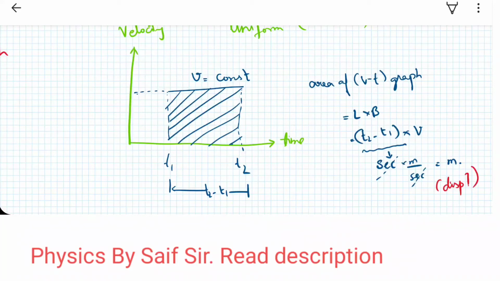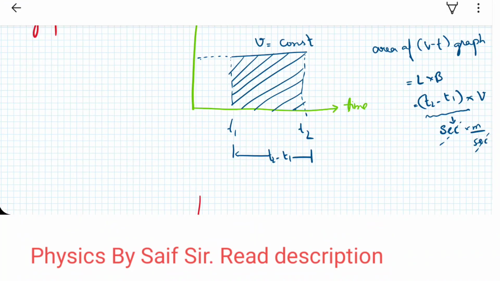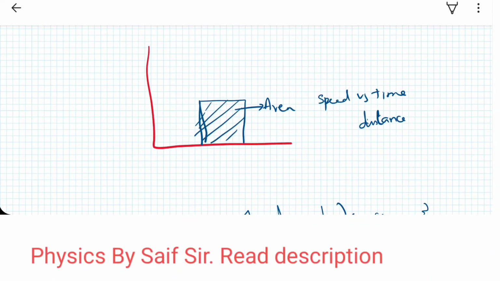As we are using velocity and time, velocity and time come under what? Displacement. So that is why here we are going to find the displacement. If it was speed versus time, then what could we have found? We could have found distance. If this is the area when the speed versus time graph is there, then we can find the distance.